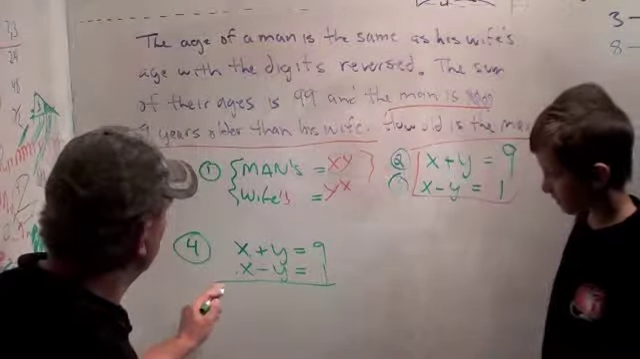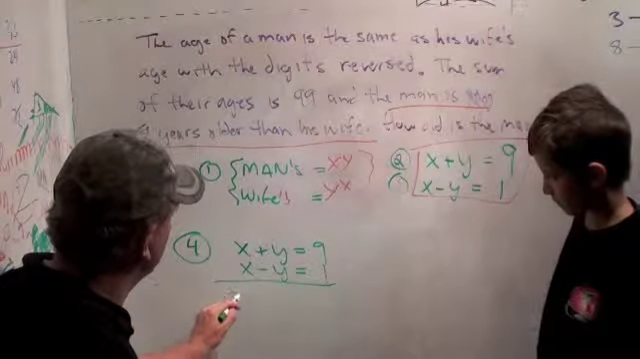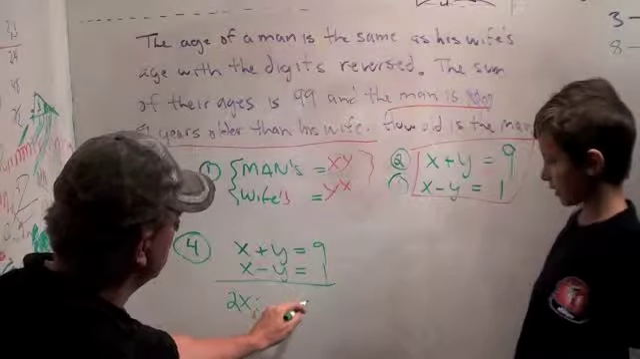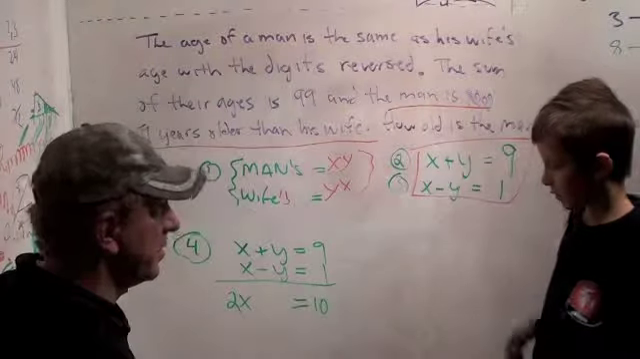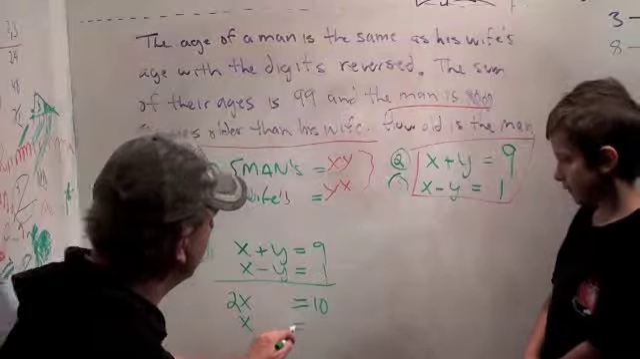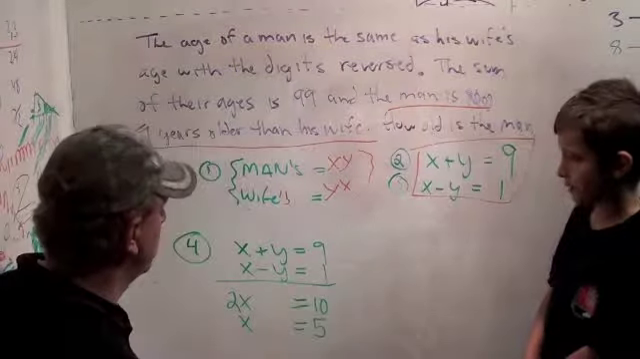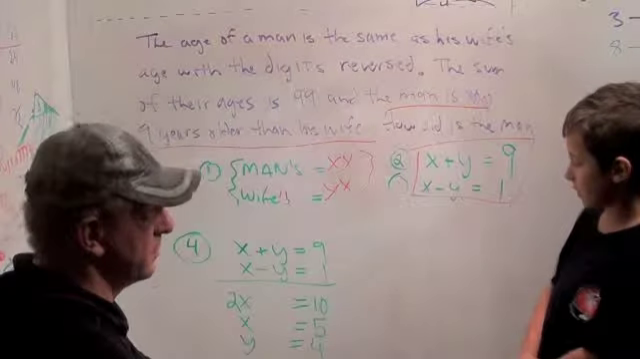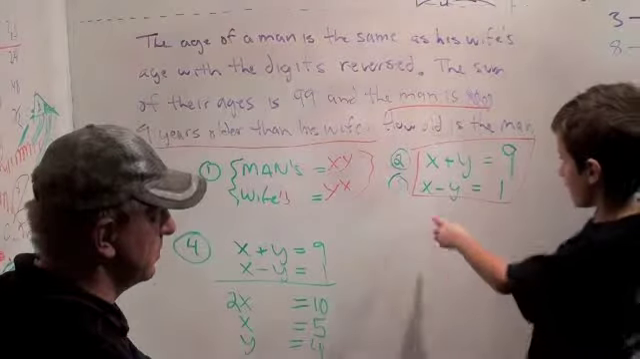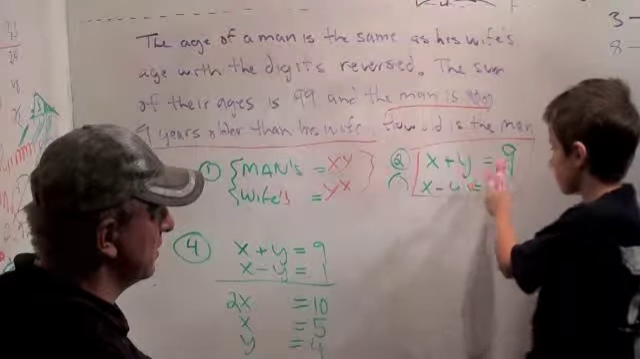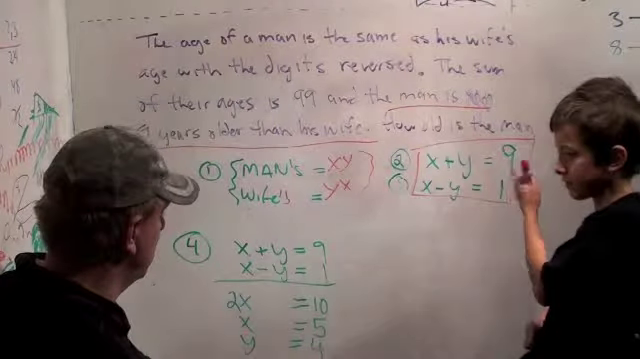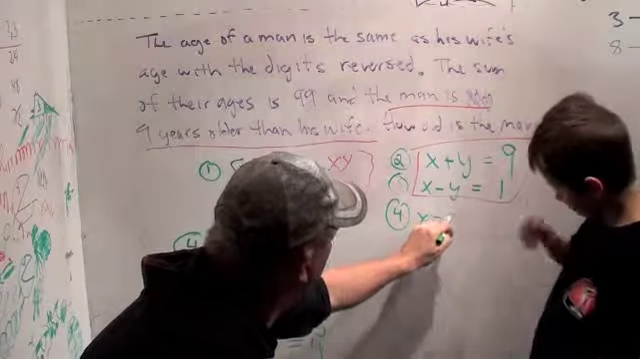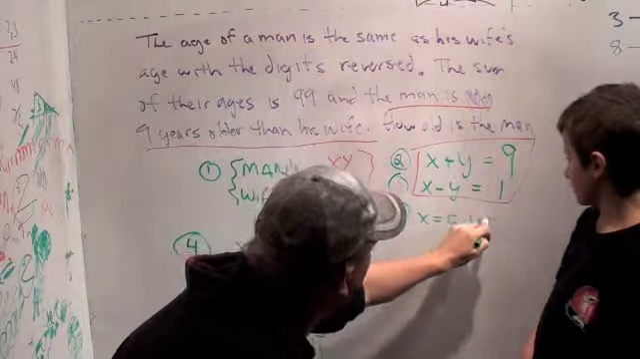When you add these two equations together, what do you get? We get 2x. X plus x is 2x. And then we have a y minus y, which is 0. Then 2x equals 10. That means x equals 5. That means y has to equal 4. Why does y equal 4? Because that's the only number where x plus y equals 9 and x minus y equals 1. So in step 4 we learned that x equals 5 and y equals 4.